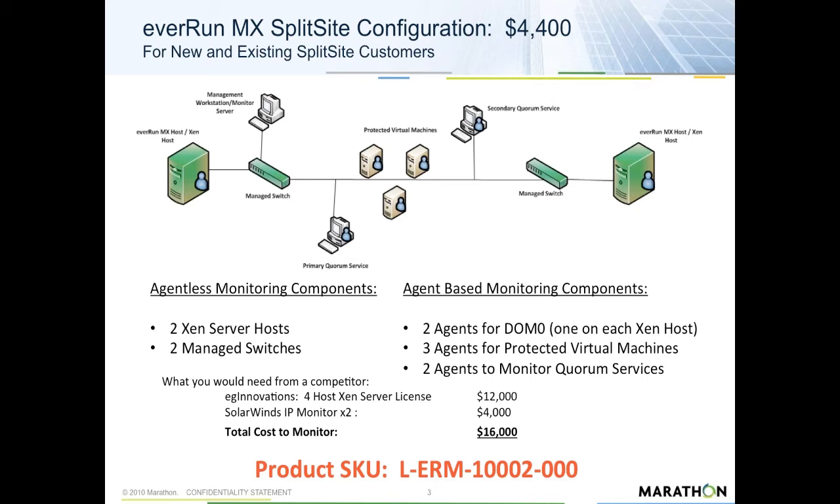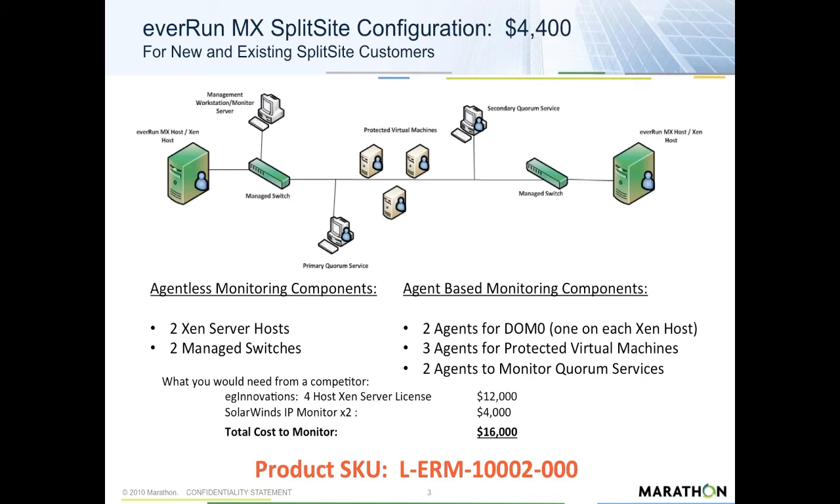And again, guys, this is really where we start getting into adding things to the package and being able to do single SKU ordering without having to go through and pick a bunch of items from a pick list. And again, as you can see here, we're getting the agentless monitoring with the 2 Zen server hosts. We're adding a second managed switch here, so now we're getting multiple managed switches. We're giving them the 2 DOM0 agents, 1 for each Zen host, the 3 protected virtual machine agents, and we're also giving them 2 agents to monitor the quorum services. So wherever they decide to deploy quorum, they could put an everRun monitor agent on that box.